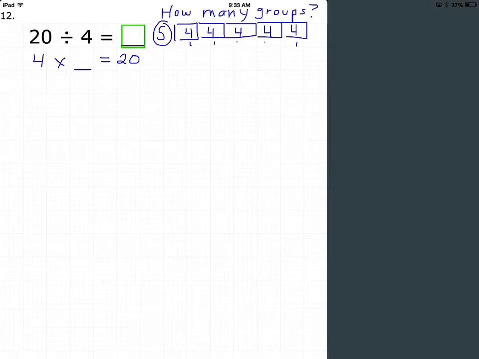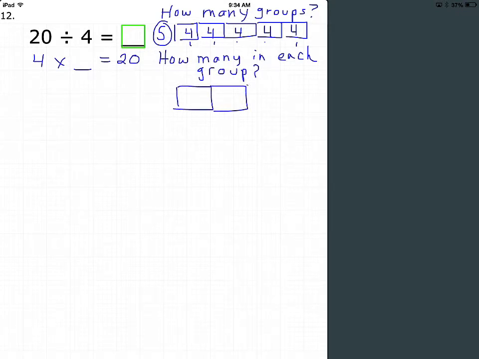Another way is to start with 4 groups and see how many in each group. So 1, 2, 3, 4 groups, and distribute 20 equally to see how many will be in each group. So that's 1 in each group for 4, 8, 12, 16, 20. I have 5 in each group.